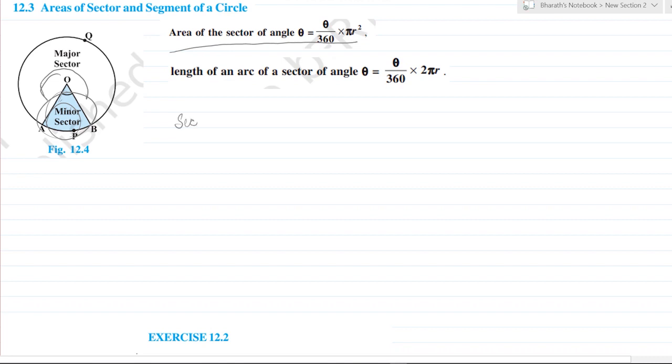Area of sector is equal to theta divided by 360 into pi r square. Here theta is the angle made here, this angle, and r is the radius of the circle, OA or OB. Fine. And the length of the arc of the sector, length of the arc meaning A to B. This circumference part, the part cut out, relates to the area of the sector.